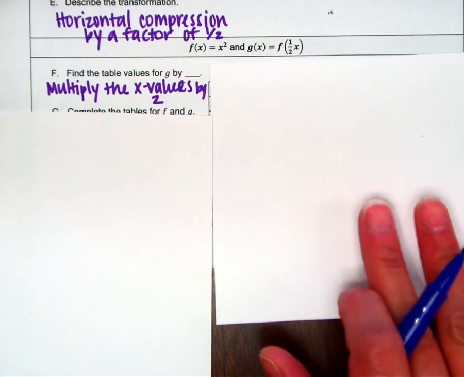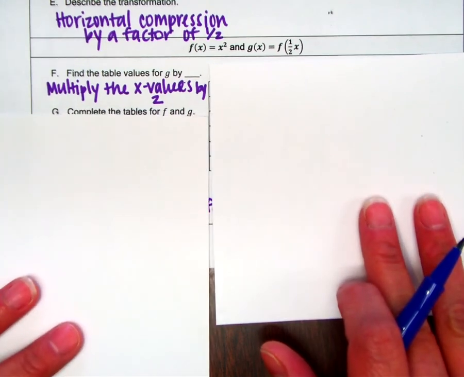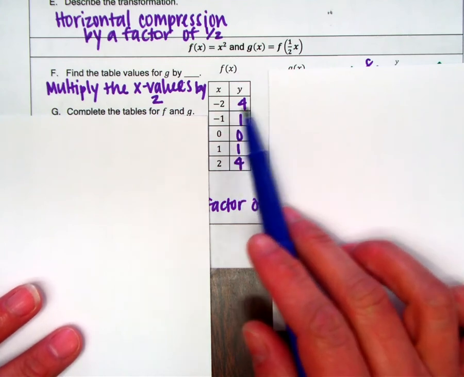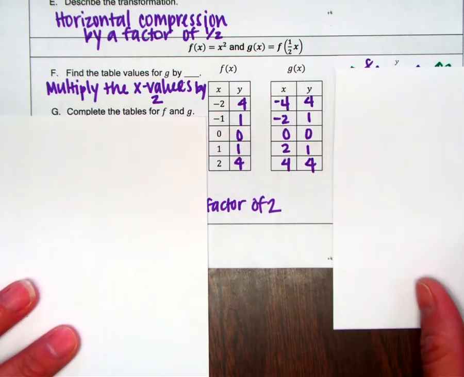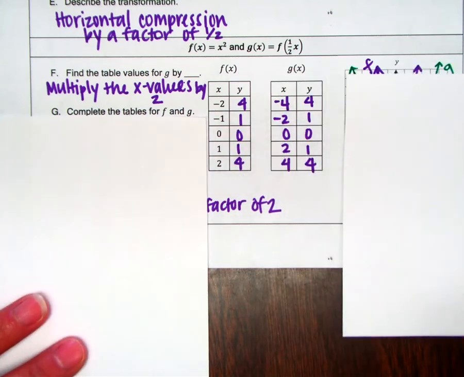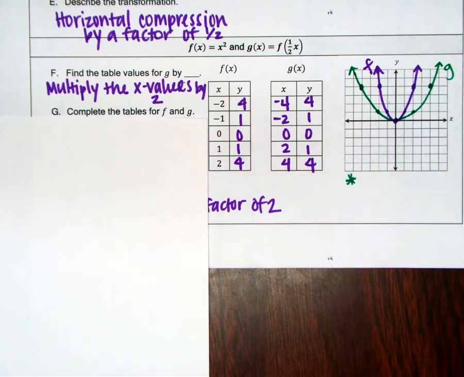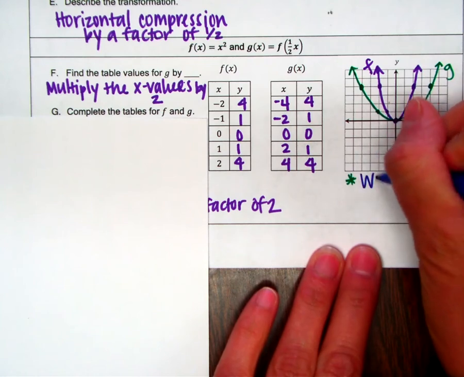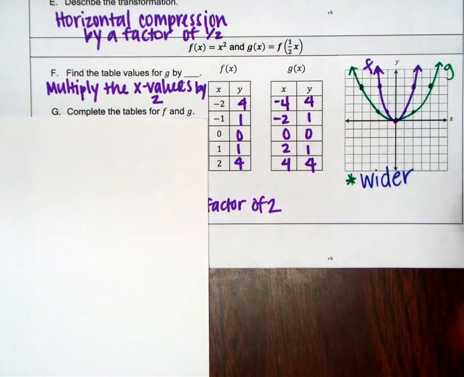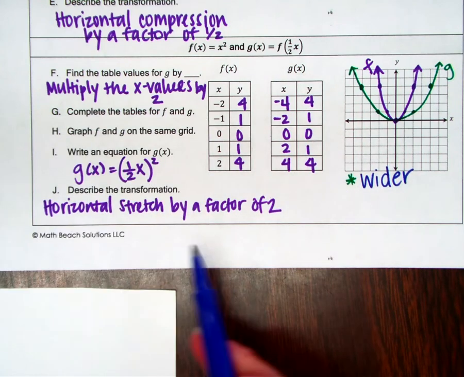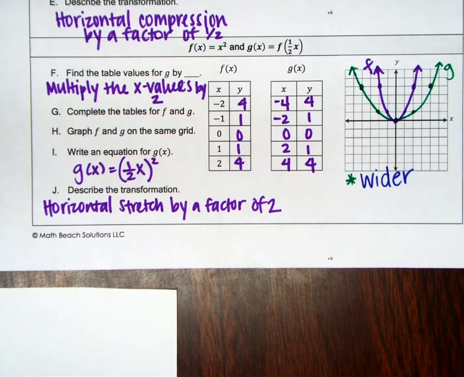So in my table, you're going to notice that your parent function stays the same. Multiply all the x values by 2. So here in the graph, g is now wider. So this graph became wider when that value b is in between 0 and 1. So this would be a horizontal stretch by a factor of 2.